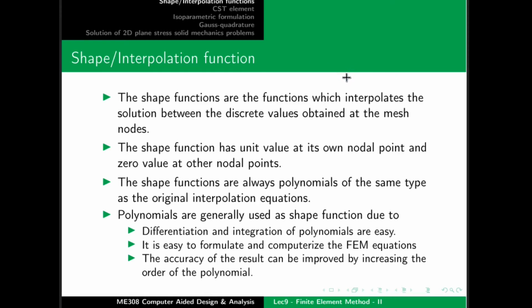For example, for a 1D linear element with two nodes, if we know the displacements at nodes, let u1 be the displacement at node 1 and u2 be the displacement at node 2, we can calculate displacement at any intermediate point, for example this point or this point. Hence, shape functions are also called interpolation functions.